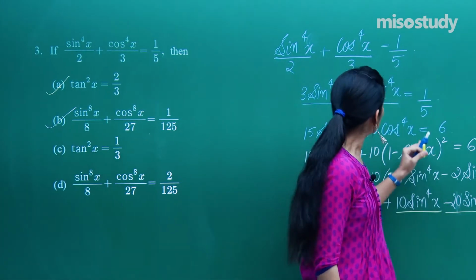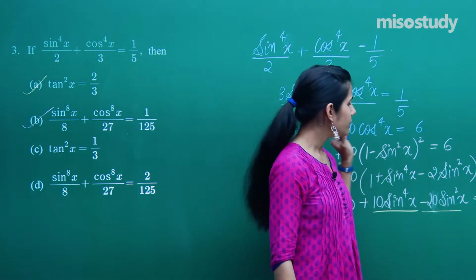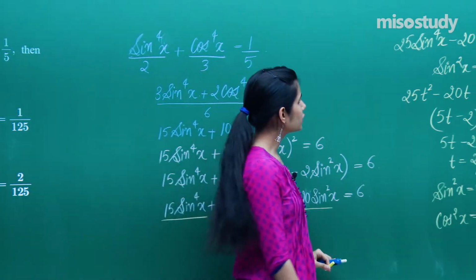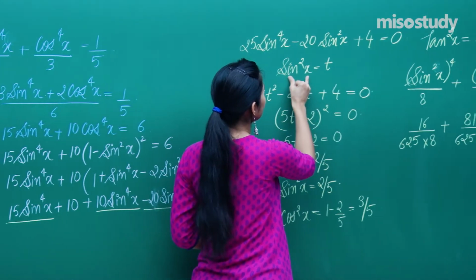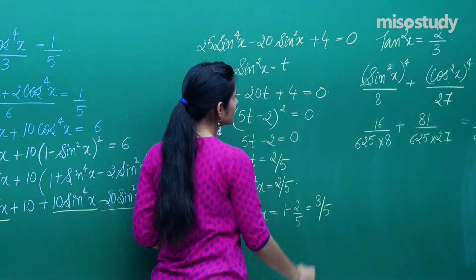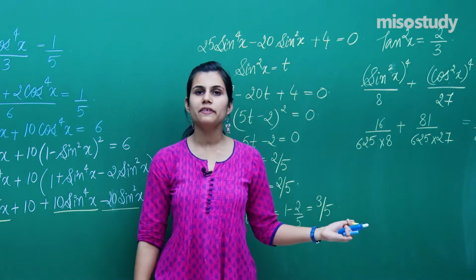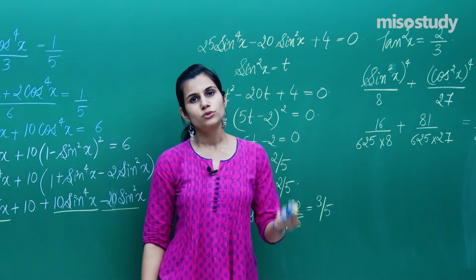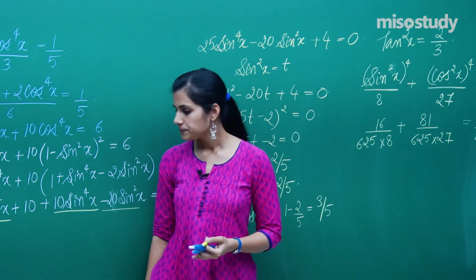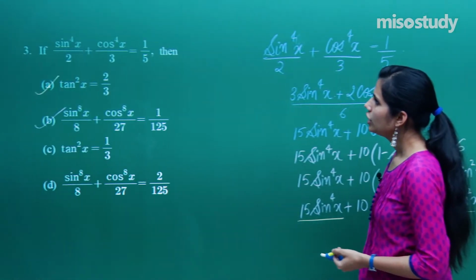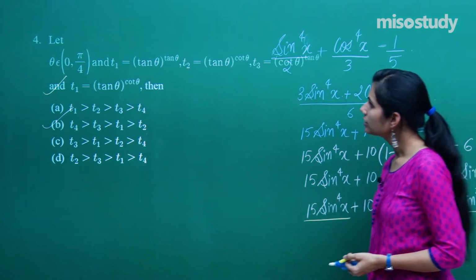Fine. Pretty nice question this was. We just had to simplify it to get a quadratic equation in sin^2 x. The moment I got sin^2 x, after that the question is nothing. We are just substituting the value of sin^2 x, cos^2 x to get the further values. Fine. Okay, let's see what happens to be the next question.